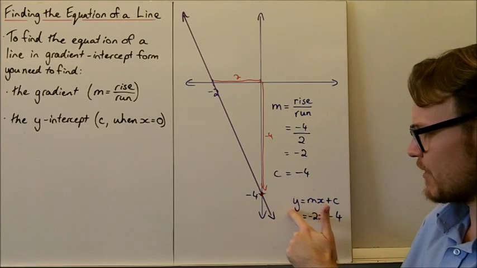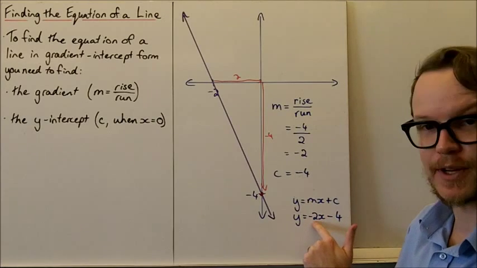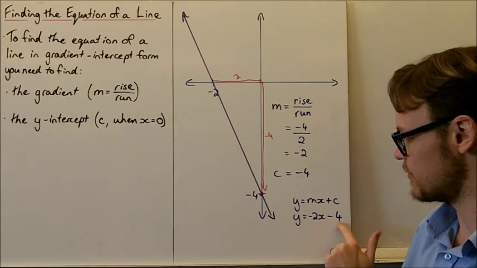Therefore, in gradient-intercept form, y equals mx plus c, I can just substitute in my value for the gradient, m is -2, and my value for c is -4.